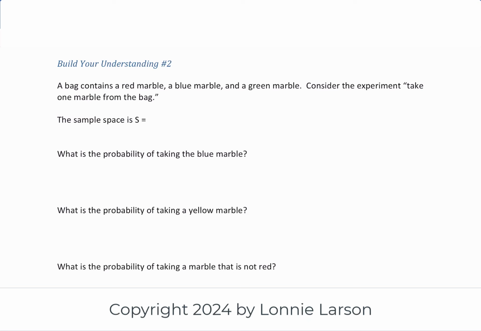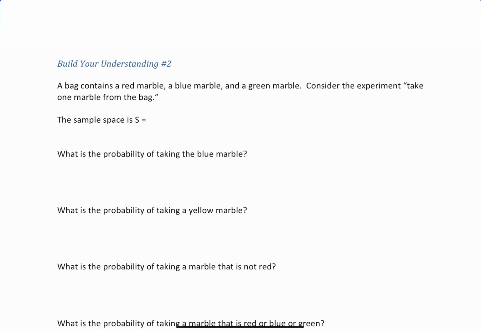Let's go through this build your understanding problem. A bag contains a red marble, a blue marble, and a green marble, and we're going to take one marble from the bag. So the sample space consists of the outcomes red, blue, green. What is the probability of taking the blue marble?